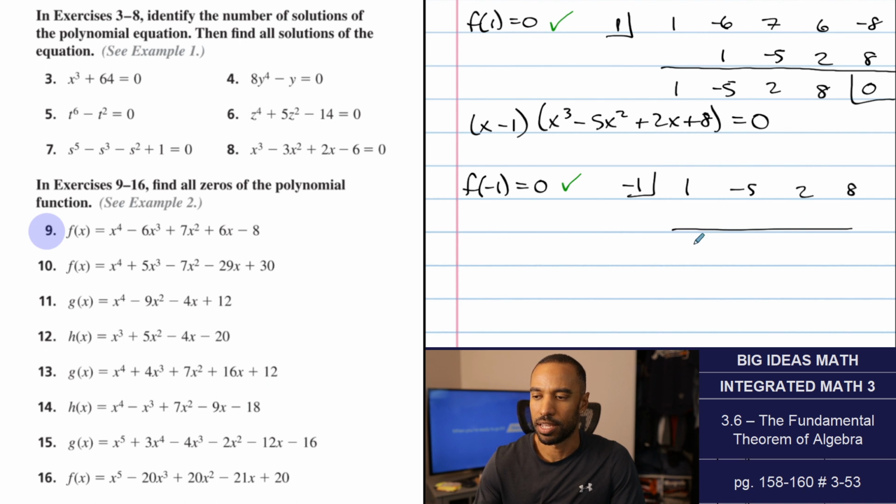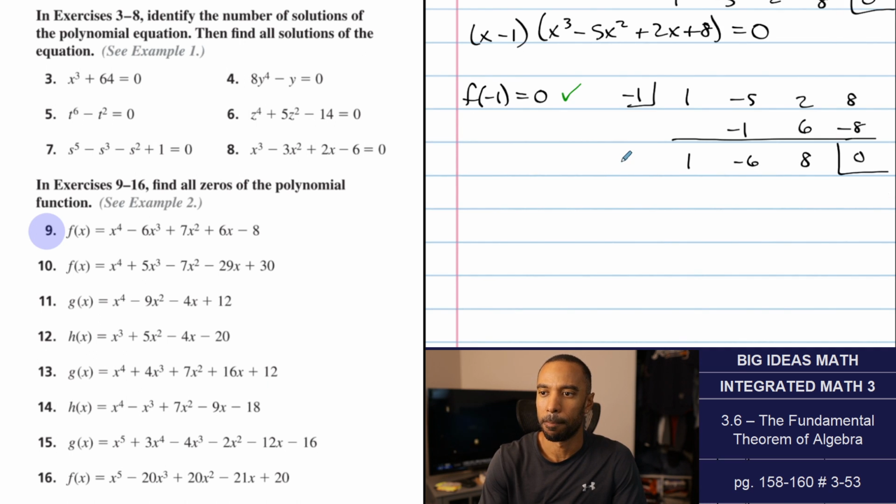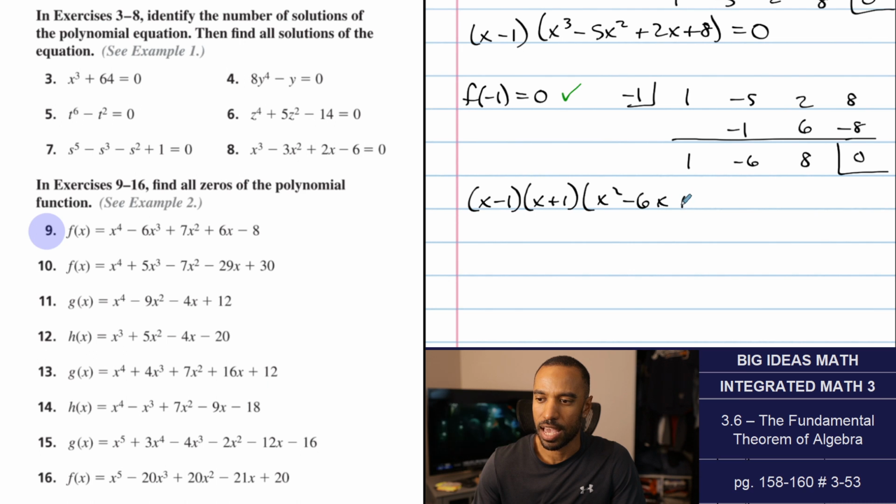Do the same thing, break it down to a quadratic, and then we'll solve using other means after that. Well, quadratic formula, maybe it's factorable, something like that. This actually looks factorable, which is good, but let's keep going. If x minus 1 is a factor, x plus 1 is also a factor here. Then you have x squared minus 6x plus 8. And that's factorable. That factors to x minus 2 times x minus 4.